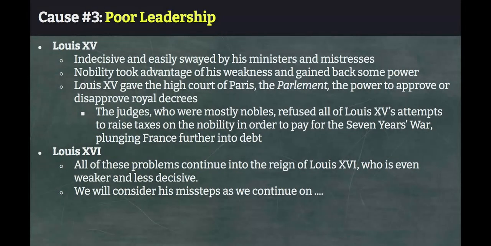So he gives away some of that absolute power that Louis XIV had accrued. And a lot of these judges in the Parlement, who are mostly nobles, refuse all of Louis XV's attempts to raise taxes on the nobility in order to pay for the Seven Years' War. So that debt problem that we saw start to grow under Louis XIV is just going to keep growing. Next after Louis XV comes Louis XVI, and all these problems are really going to come to a head. Louis XVI is even more indecisive, even weaker, even less good at spending money. We will go through his missteps in depth.